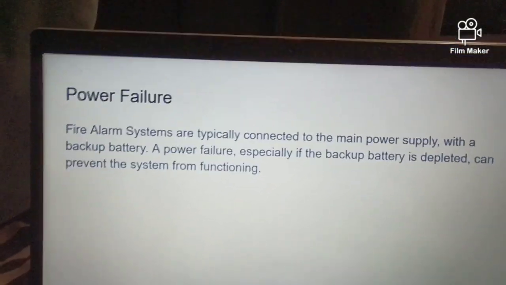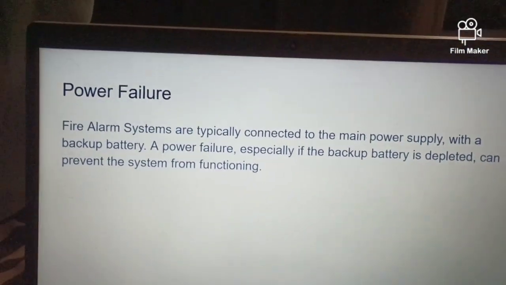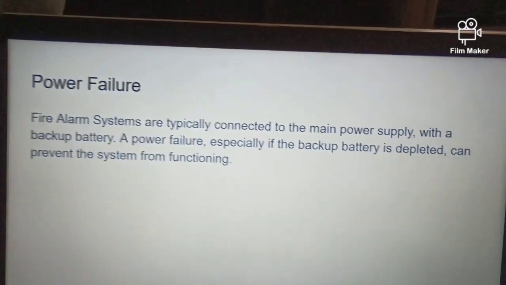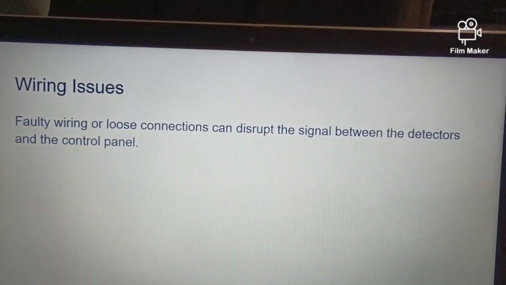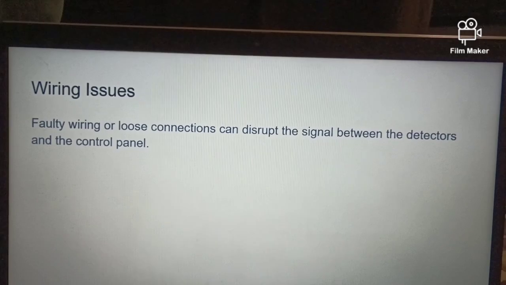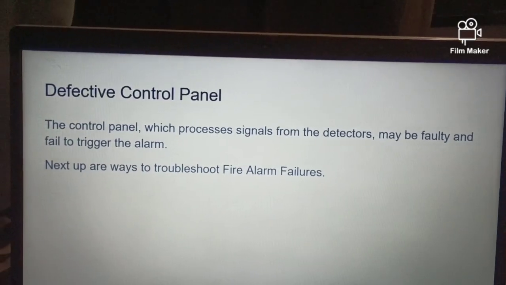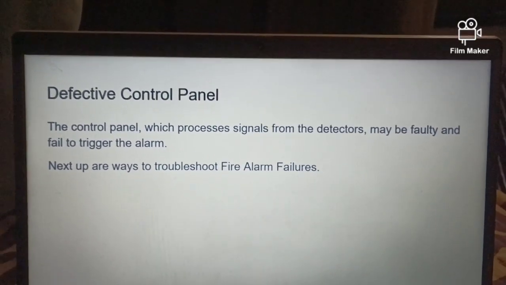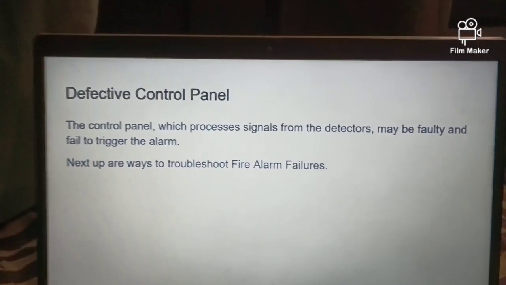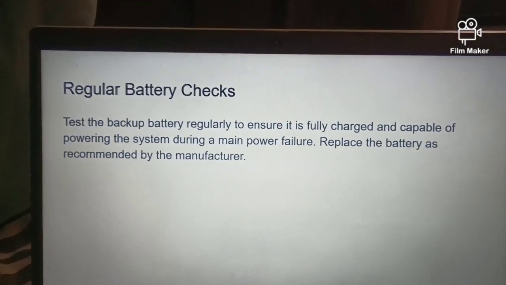Power failure. Fire alarm systems are typically connected to the main power supply with a backup battery. Power failure, especially if the backup battery is depleted, can prevent the system from functioning. Wiring issues. Faulty wiring or loose connections can disrupt the signal between the detectors and the control panel. Defective control panel. The control panel, which processes signals from the detectors, may be faulty and fail to trigger the alarm. Next up are ways to troubleshoot fire alarm failures.